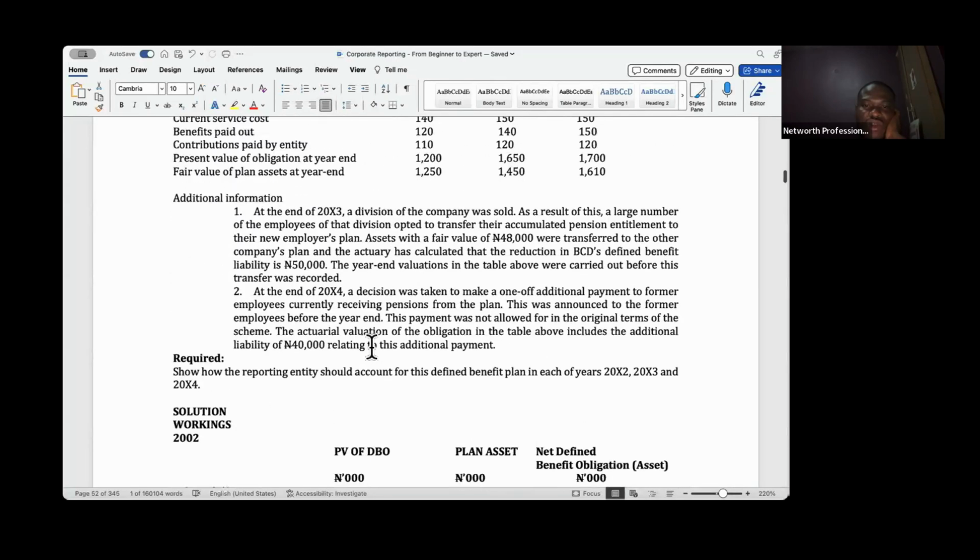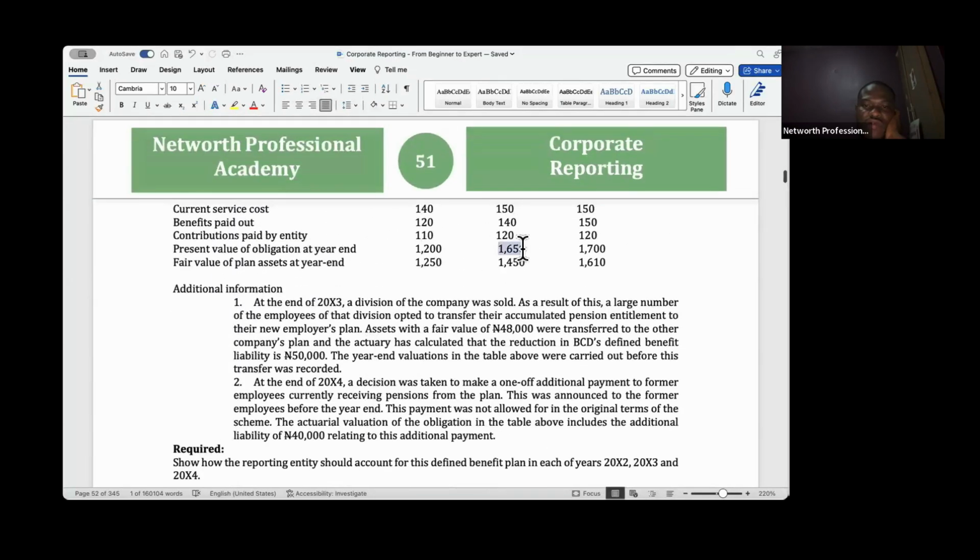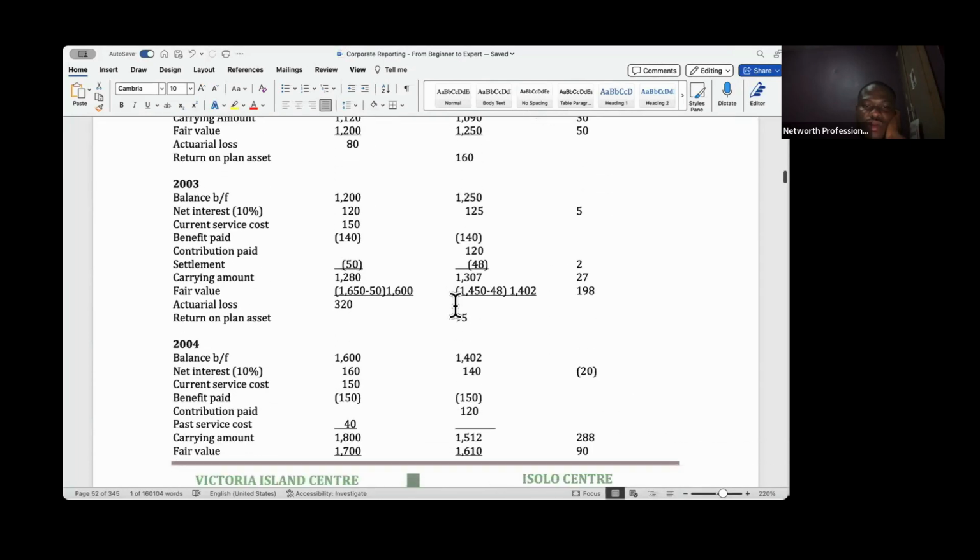However, the actuary said, no, it should not be that. It should be 1,650. So before I put the 1,650, they told me that they have not removed this 50. You know, I've removed it in determining my book value. So as to be comparing like with like, I need to remove that 50 from this 1,650 first, so that I'm left with 1,600, which is still higher than my book value. So it's still a loss because I have an additional obligation of 320. So I have an actual loss of 320.